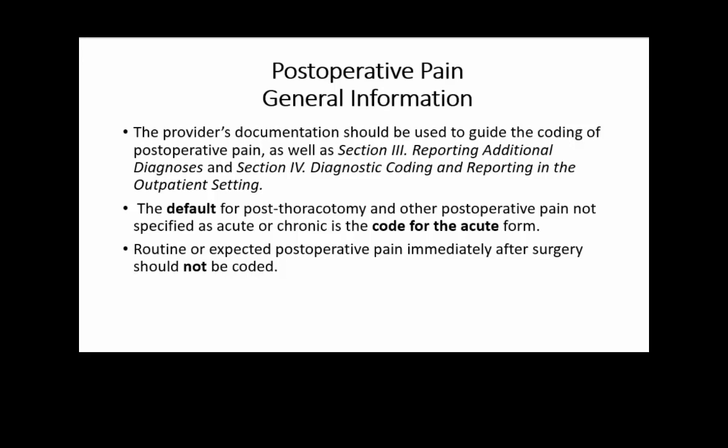As I mentioned earlier, pain is associated with a procedure most of the time, but we still have to be cognizant of the fact that there's time we would want to code it. The default for post-thoracotomy and other post-op pain not identified as acute or chronic is to use the acute form of pain, not the chronic form of pain. Routine or expected post-op pain immediately after surgery should not be coded.